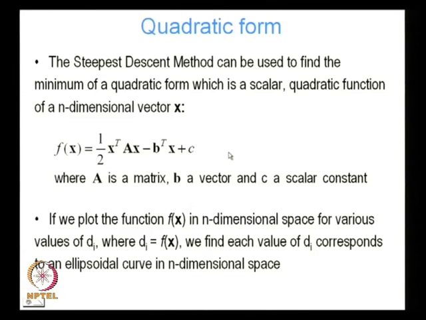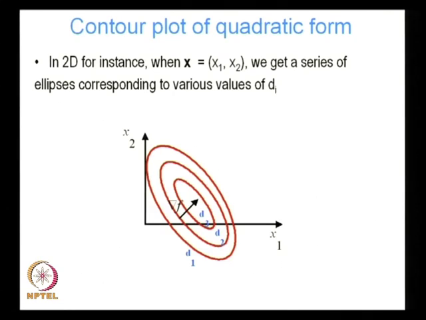I plot for these various values of f of x, and for each value of f of x my quadratic form is an ellipse, right? Since it is 2D, it's an ellipse. In multidimensional space, it's an ellipsoid in that dimension, right? In N-dimensional space, it's an n-dimensional ellipsoid. In 2-dimensional space, it becomes an ellipse, right?